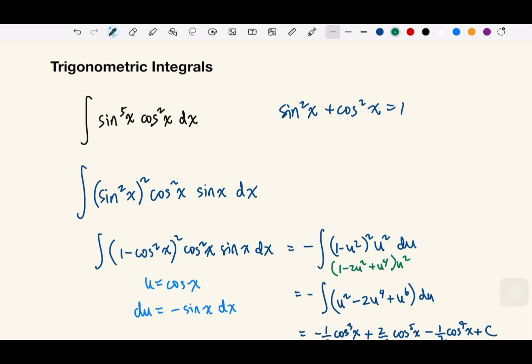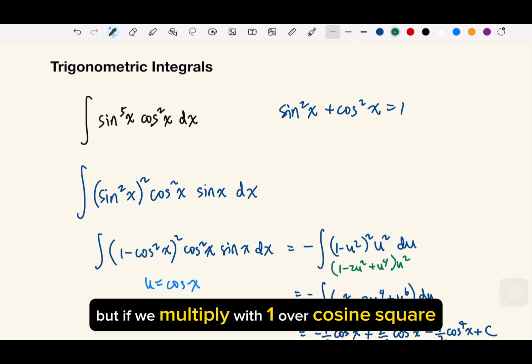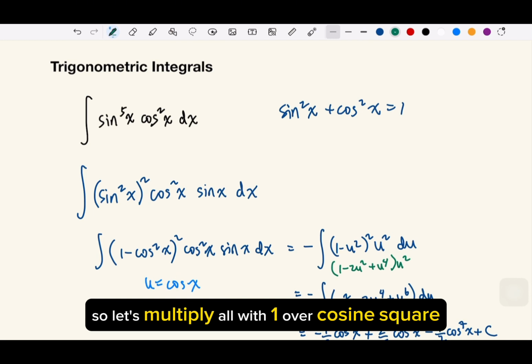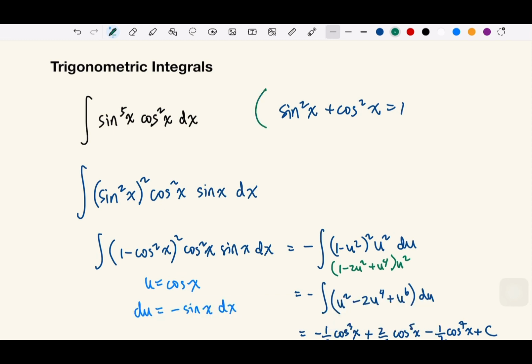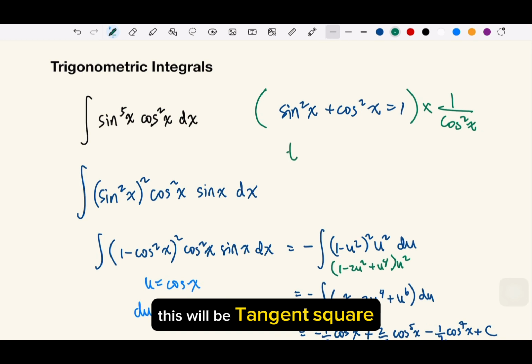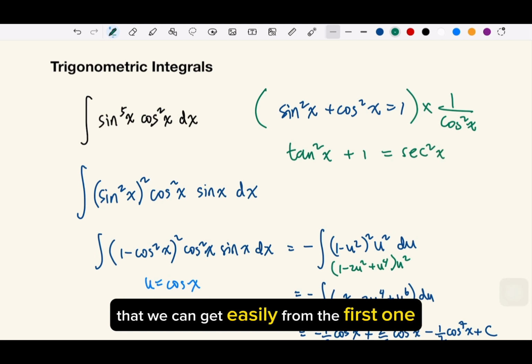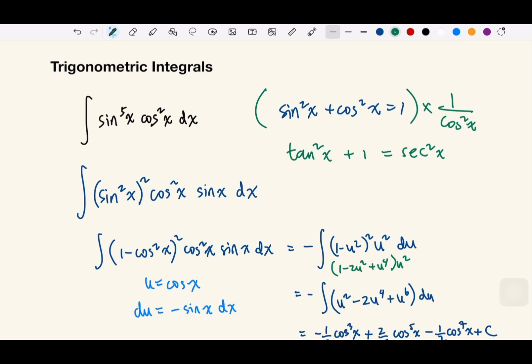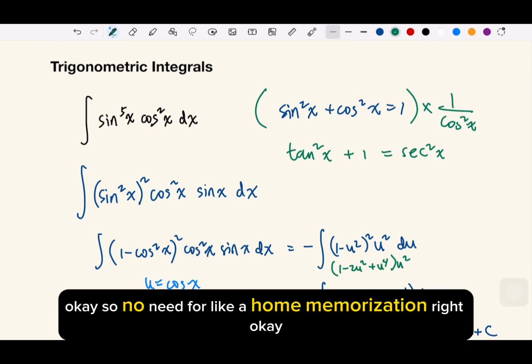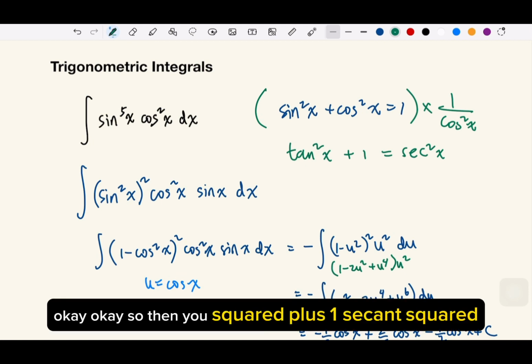Okay. But if we multiply with 1 over cosine squared, so let's multiply all with 1 over cosine squared. This will be tangent squared plus 1 equals secant squared. Okay, and this is the second identity that we can get easily from the first one. So no need for a whole memorization, right? So tangent squared plus 1 equals secant squared.